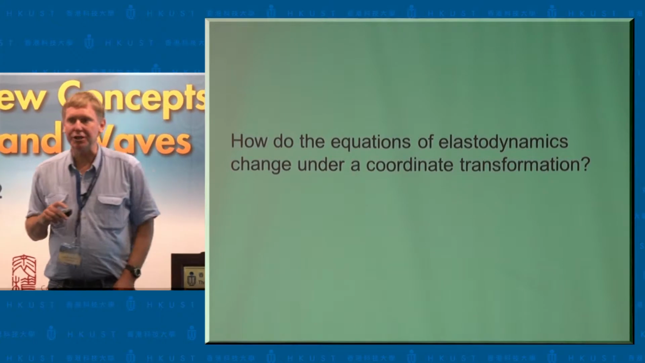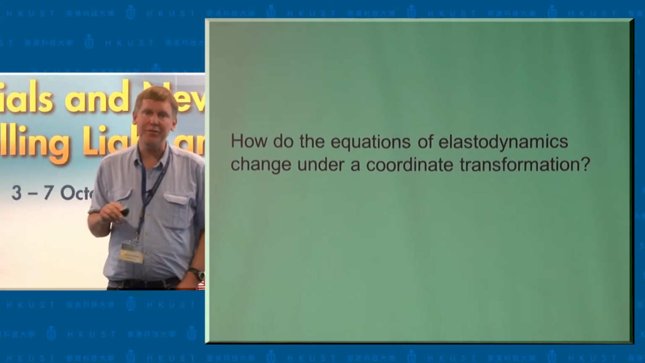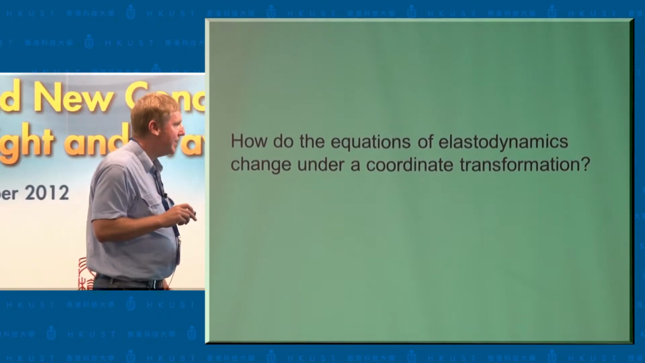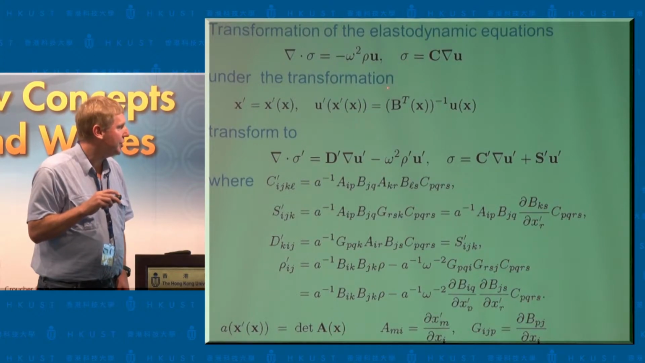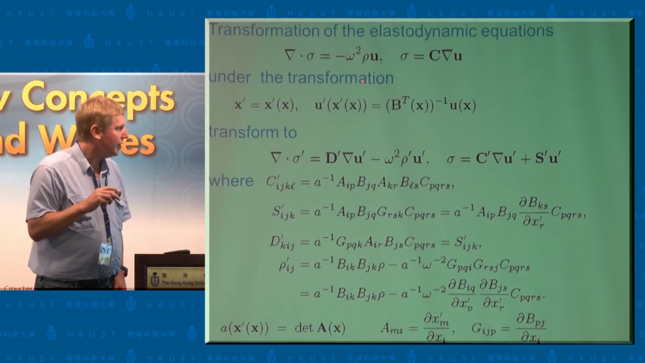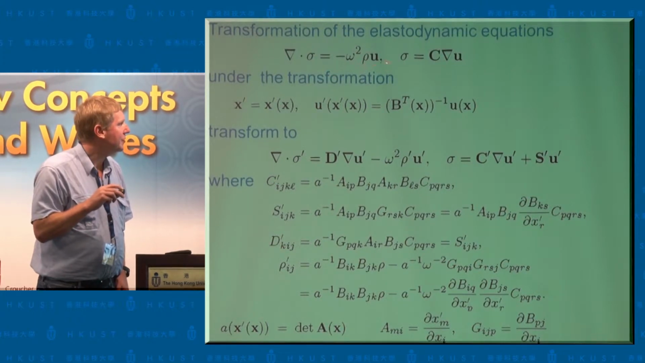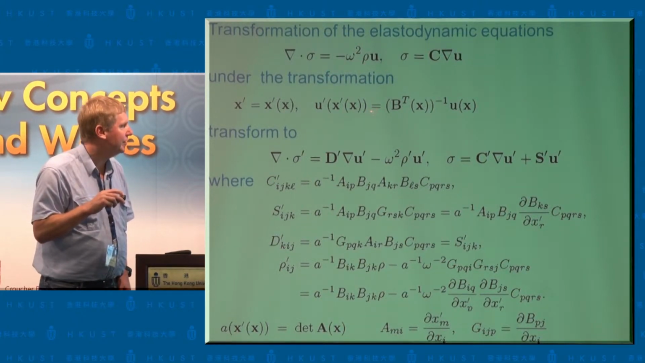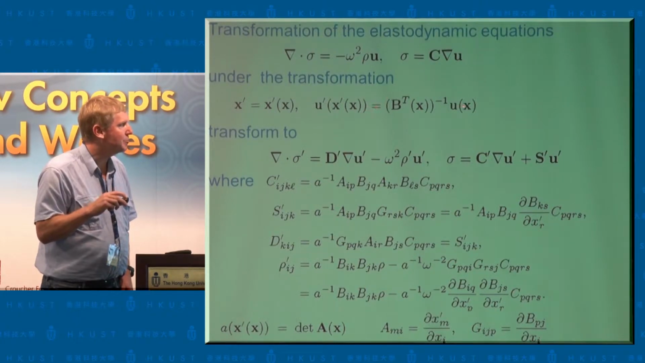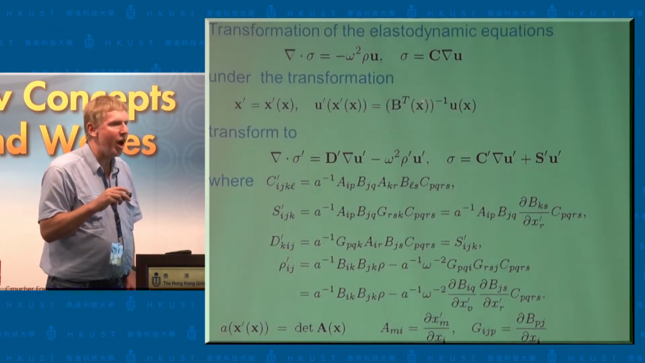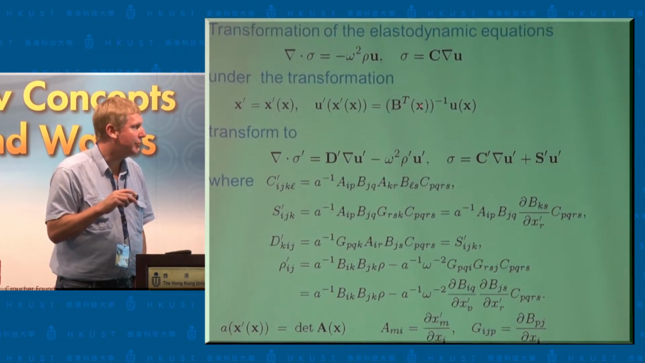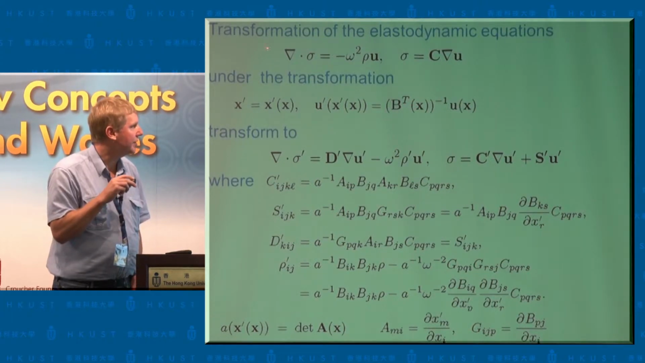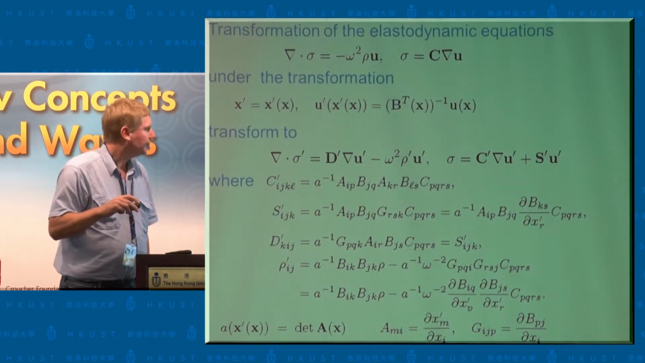So I showed at the beginning how the equations of conductivity transform. The equations of elastodynamics, how do they transform? Well, basically, it's the same idea. You start off with your equations, and you find out that they transform under this transformation here. So here we let the displacement field transform in a different way by some function B of x, which is a matrix-valued function. And you find out that the equations of elastodynamics transform to these equations here.